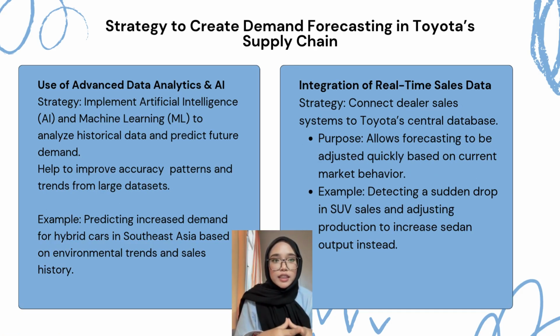For the next is strategy to create demand forecasting in Toyota supply chain. For the first is use of advanced data analytics and AI. So the strategy is implement artificial intelligence, which is AI, and machine learning, which is ML, to analyze historical data and predict future demand. It can help to improve accuracy, pattern and trend from large data set. Example, predicting increased demand for hybrid cars in Southeast Asia based on environmental trends and sales history.